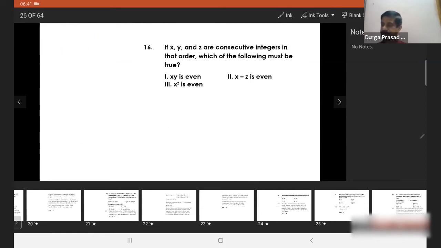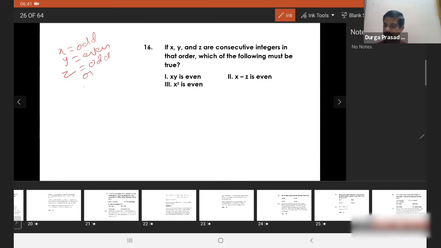Let us go to the next question. If x, y and z are consecutive integers in that order, which of the following must be true? See, consecutive integers means what? I can start with x as odd, so y becomes even and z becomes odd.